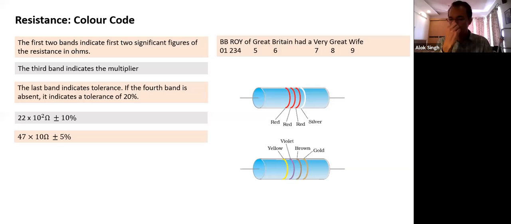If there are 5 bands, the first 3 will indicate the number, the last one indicates the tolerance, and the last but one indicates the multiplier. So if there's one more band here, there will be 3 numbers here. But for now, let's limit to this. We'll see some of those later. So this is the easy part. If any such question comes, it's really easy to find the value.